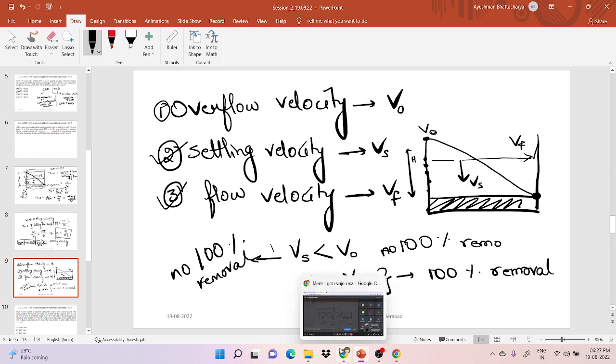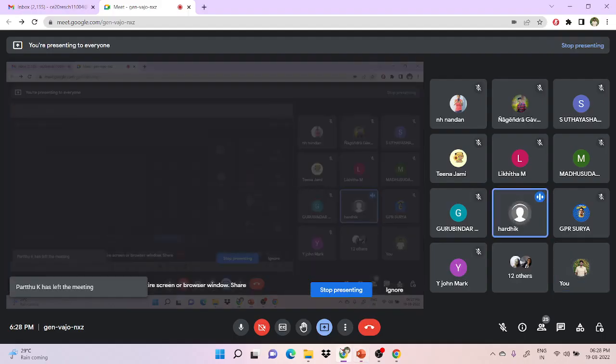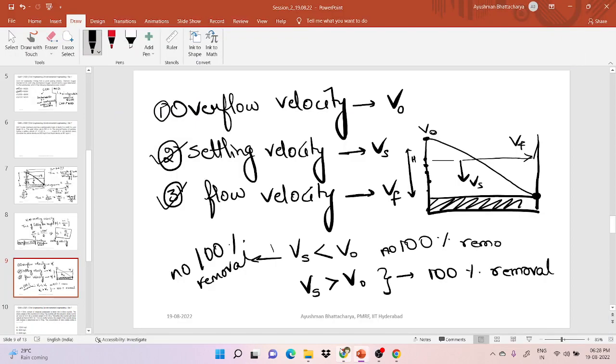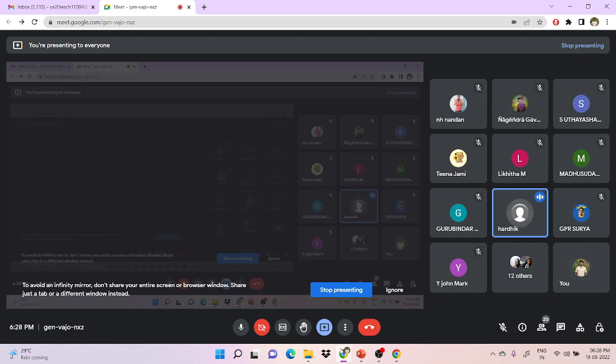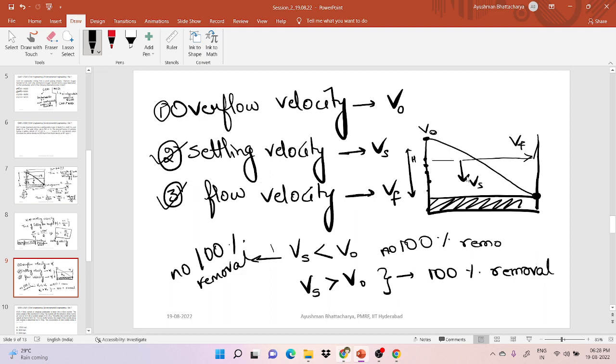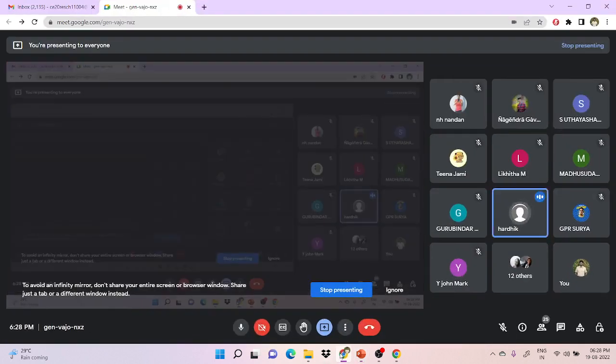Maybe it may escape, I think. Where settling velocity is greater than overflow velocity, it will escape? Can you please repeat? The second point: if settling velocity is greater than overflow velocity, how will it escape? Settling velocity will be in the downward direction, right? Okay. Here, this overflow velocity which I am talking about is in the downward direction. Is it audible? Yes. Thank you. I'm clear. So is it clear to you, Hardik?